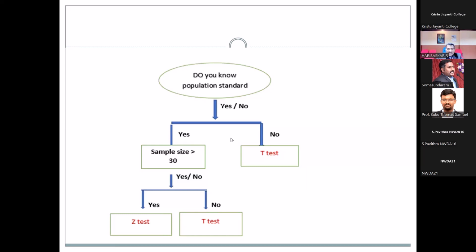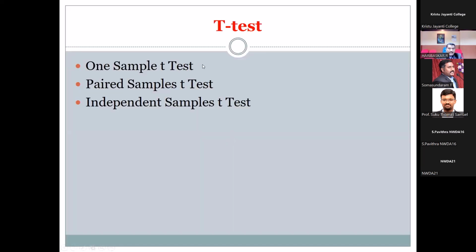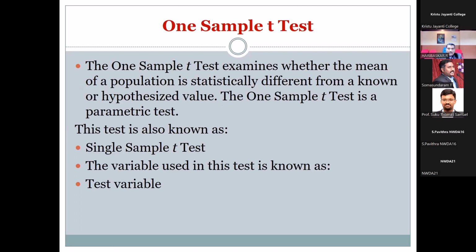So these are the three types of t-test we use for research purposes: one sample t-test, paired sample t-test, and independent sample t-test. There are three tests for three different purposes. I'll be telling you why we use these different t-tests and what the circumstances and conditions are, one by one. After that, I'll take an example for each type and we'll execute it in SPSS.